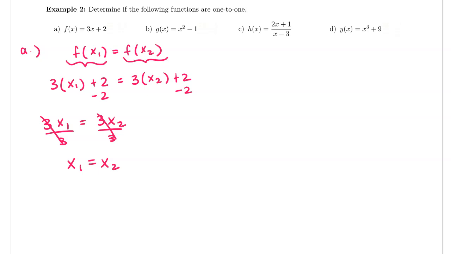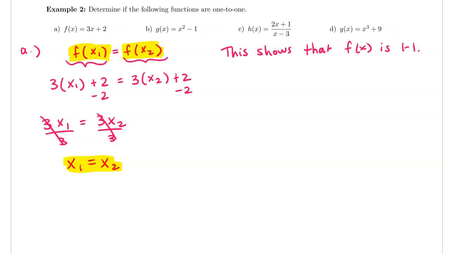So what this is saying is that if I have the same output value, they're only able to be the same if the input values are also the same. So algebraically, this shows that f of x is 1-to-1.